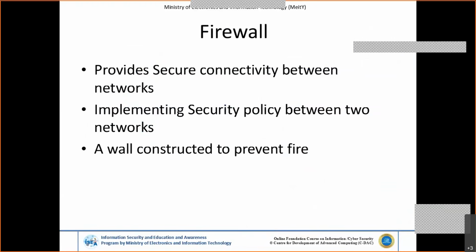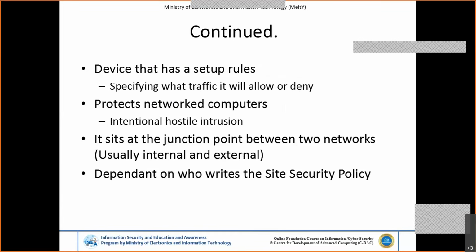And we can write the specific policies between the two networks, like LAN to WAN or LAN to DMZ, or from DMZ to WAN or WAN to DMZ. So we can write the security policies accordingly. So generally we say it is a kind of wall which is there to prevent the fire.